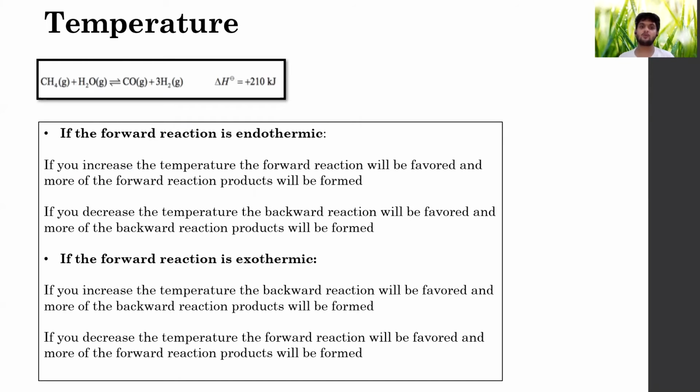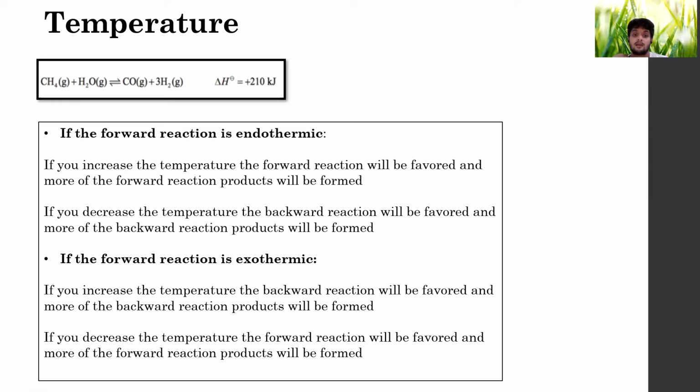So say we are trying to increase or decrease the temperature in a reaction like this. If you increase the temperature of an endothermic reaction, so if the forward reaction is endothermic. How do I know the forward reaction is endothermic? Because normally when a reaction is given like this and the enthalpy change is given on the side, this is the enthalpy change of the forward reaction. Here the enthalpy change is plus 210, so I know the forward reaction is endothermic.